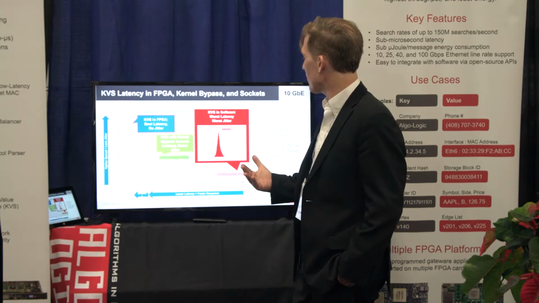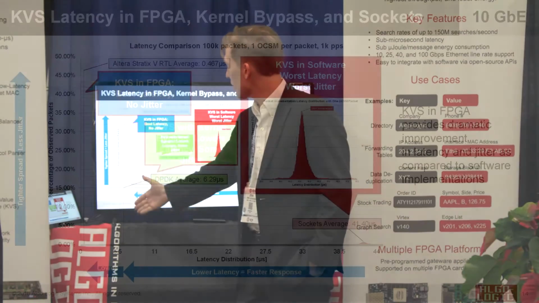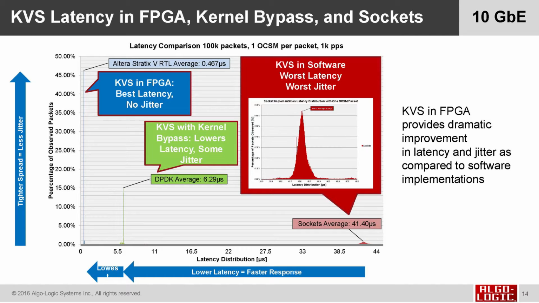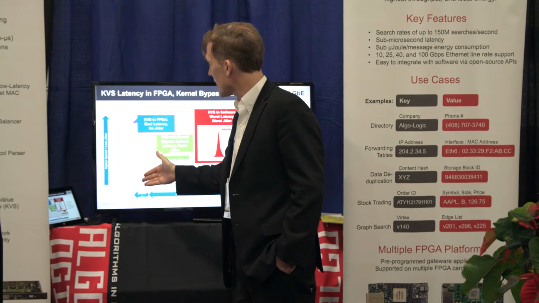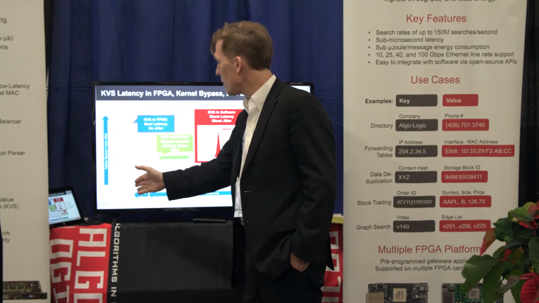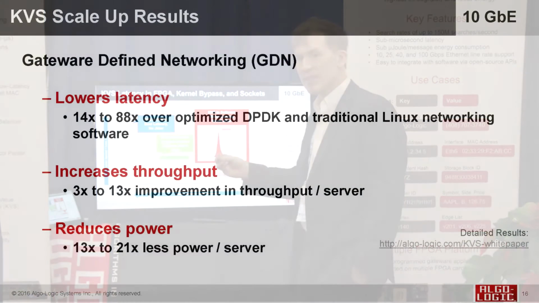Now, going one step further to the FPGA, going from single-digit microseconds down to half a microsecond, by processing all the packets in hardware, we can make sure that all of the offered load gets processed deterministically with a latency that's about 1/10 of the latency of kernel bypass and about 1/100th the latency of the software sockets. With the key value store in the FPGA, not only is the latency under half a microsecond, but it's very deterministic. There's almost no jitter. It's a perfect impulse function, and all the packets are being processed at that same instant of time.